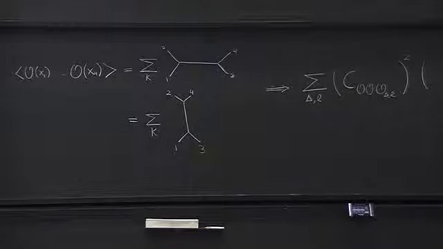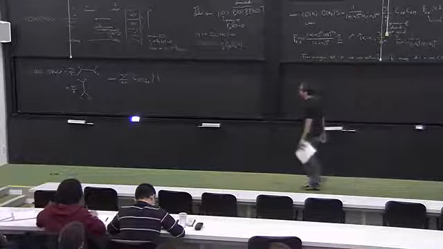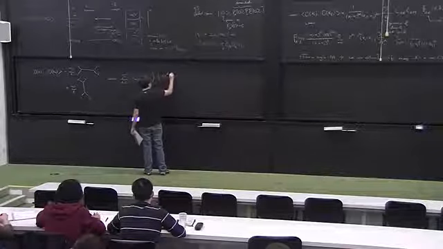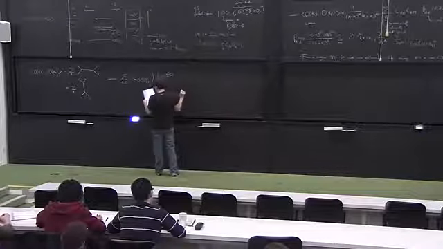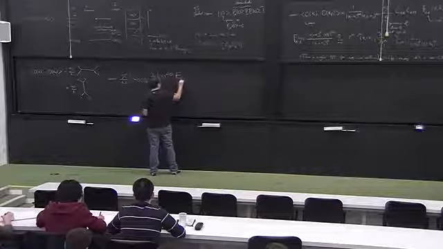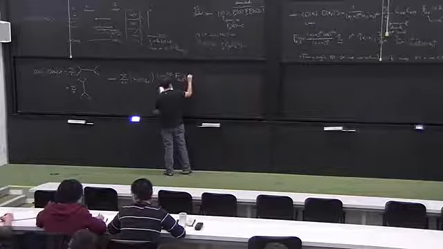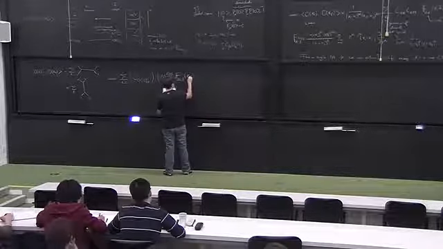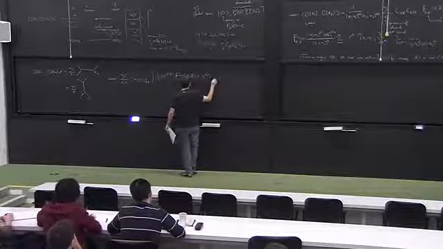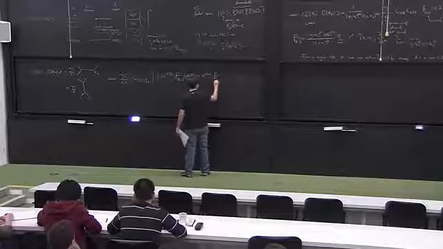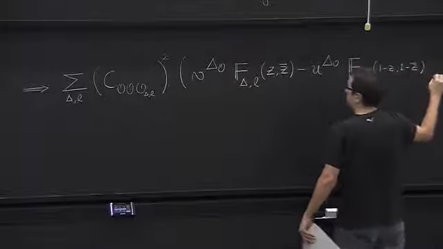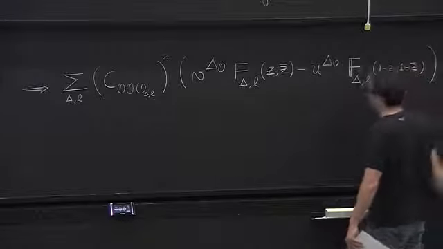Okay? But then you make the ratio of these two terms, and this ratio of these two terms is a ratio of two cross ratios. And you multiply by one of them, and you get the following. Let me write, and then you tell me if it is clear. V to the power of the dimension of operator O times F delta L of Z and Z bar minus U to the power of the dimension of operator O times F delta L of 1 minus Z, 1 minus Z bar is equal to 0.